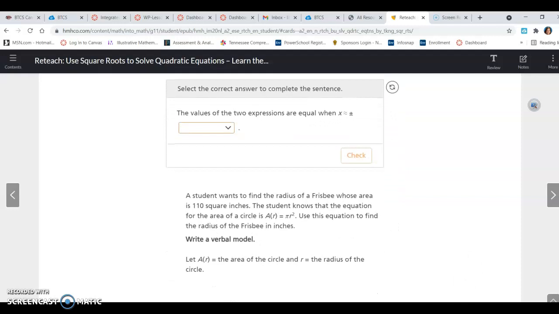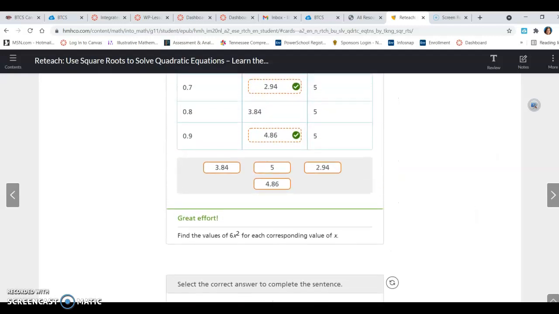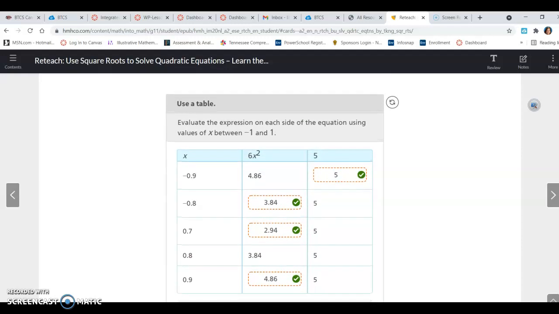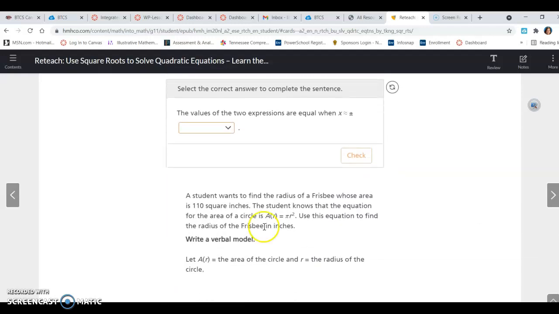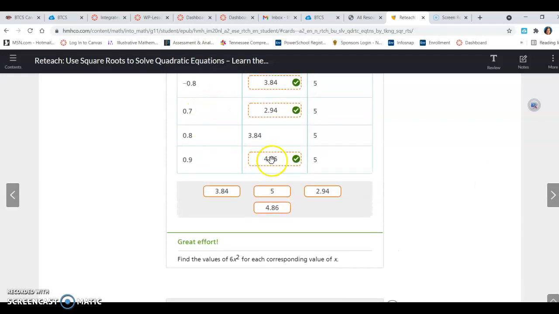All right, on the next question, it says select the correct answer to complete the sentence. The values of the two expressions are equal when x is approximately plus or minus. And if you look here, it's going to say approximately 0.9.